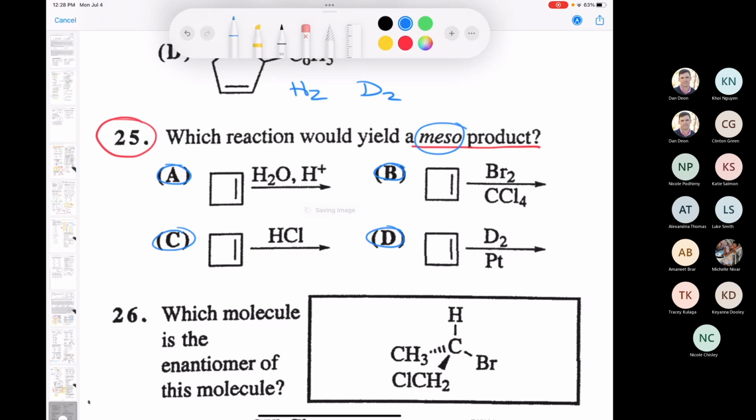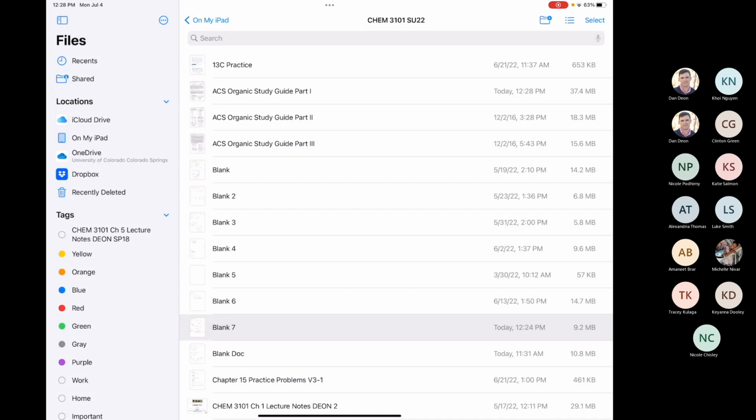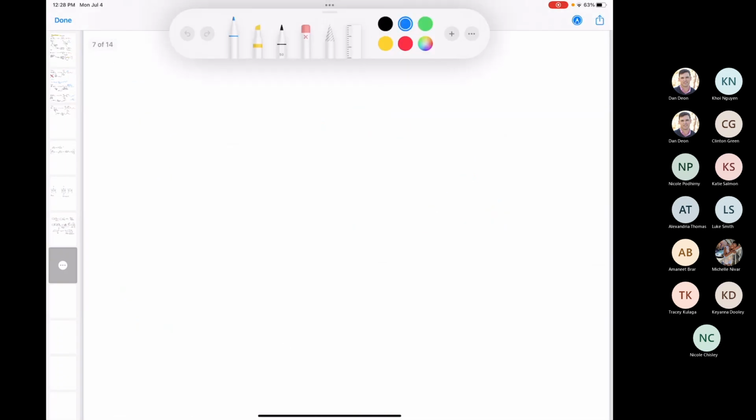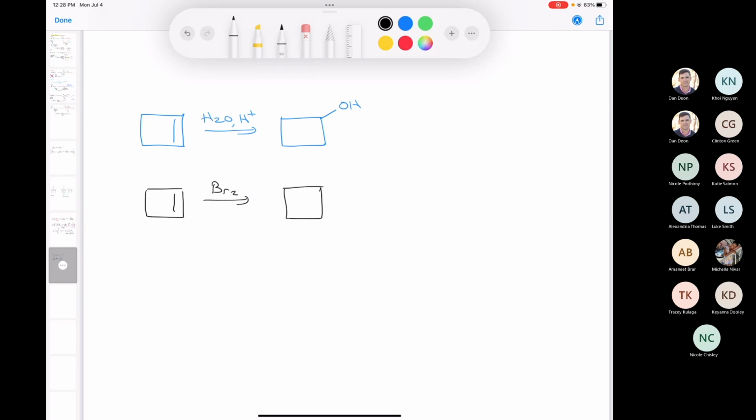Okay, let's take a look. So if we've got this compound and you're treating it with water and acid, that's just a hydration reaction. There's no Markovnikov or anti-Markovnikov to worry about. You just end up with this compound. So there's no stereocenters in here. So that can't be the right answer. The next one is bromination. If you take this and treat it with bromine, we just went over this, you get anti-addition. And so that cannot be a meso compound. There's no plane of symmetry in there. So that can't be the answer.